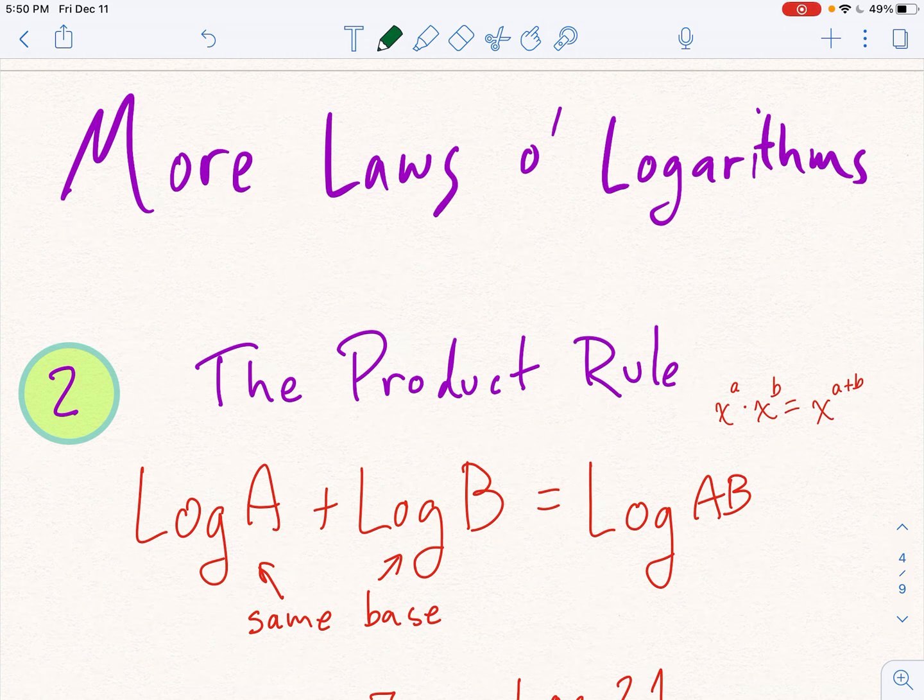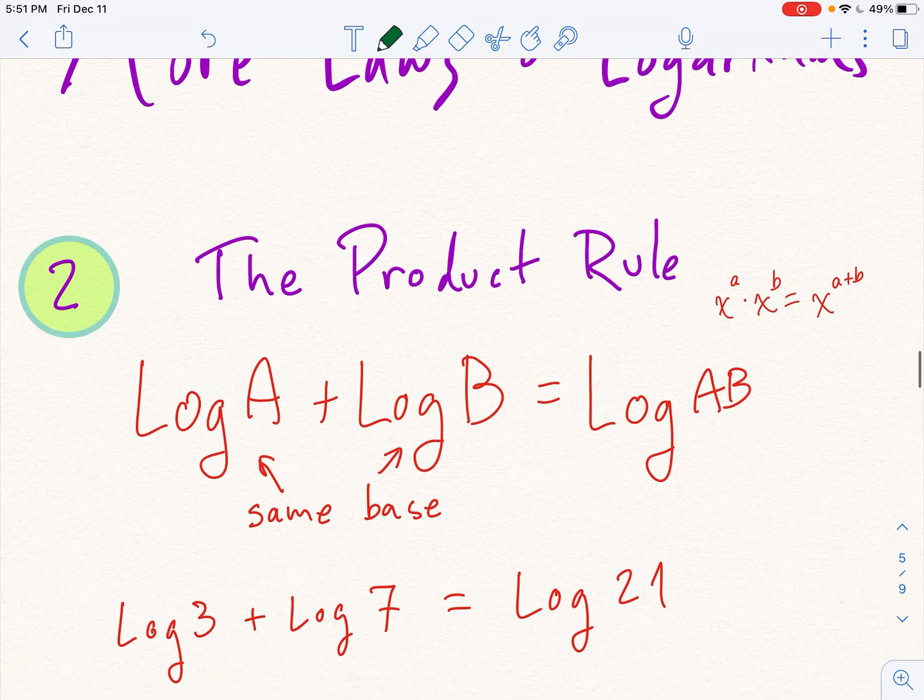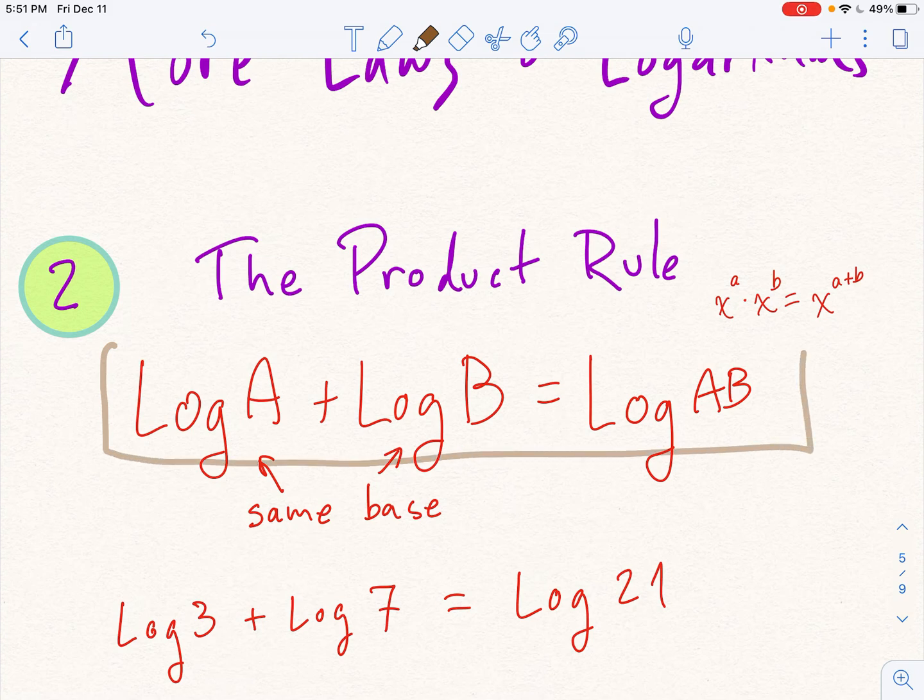The second one, we'll call that the product rule. And that rule looks like this. It's log of A plus log of B could be written, if necessary, as log of AB, log of A times B. Important to point out that the logarithms have the same base. That has to be true. And so this is just a way that you can simplify a sum of logs and write them as the log of the product of their arguments.